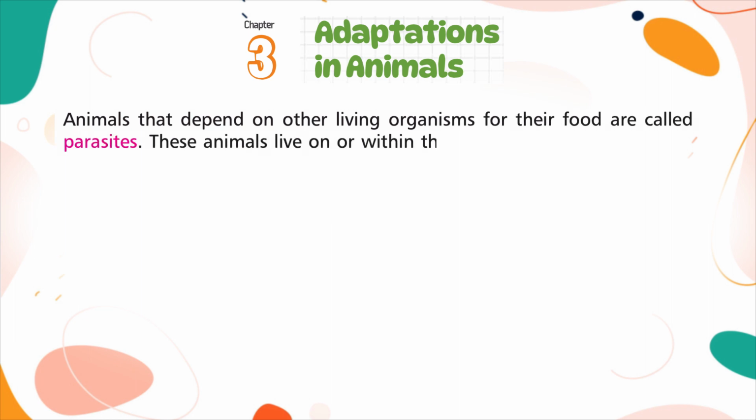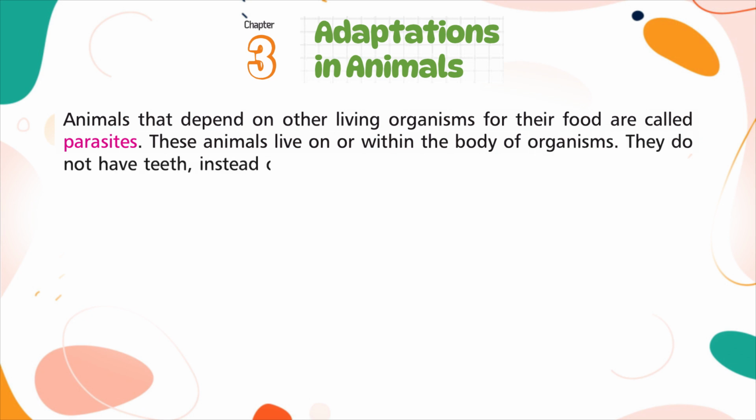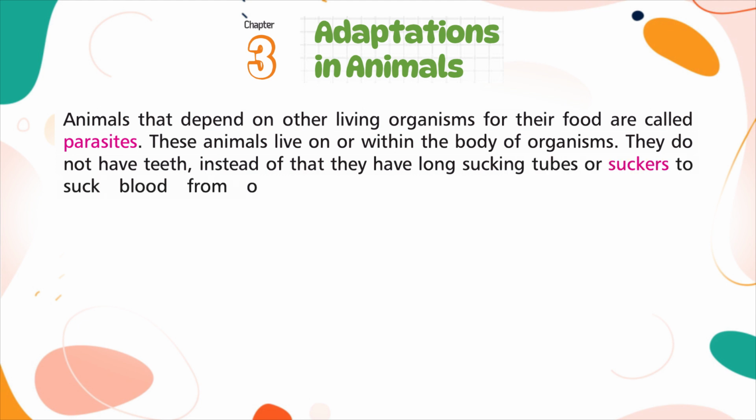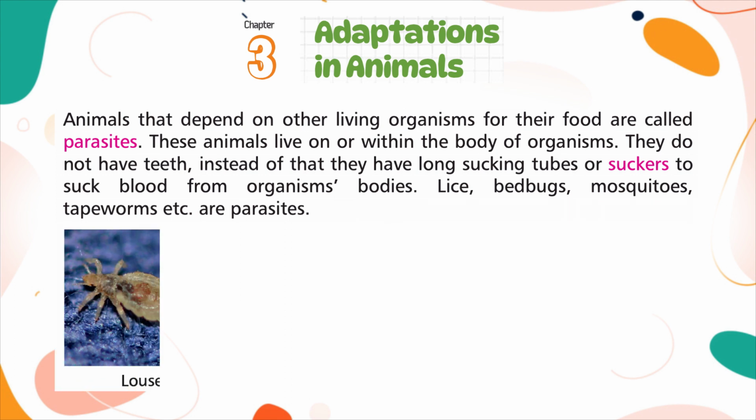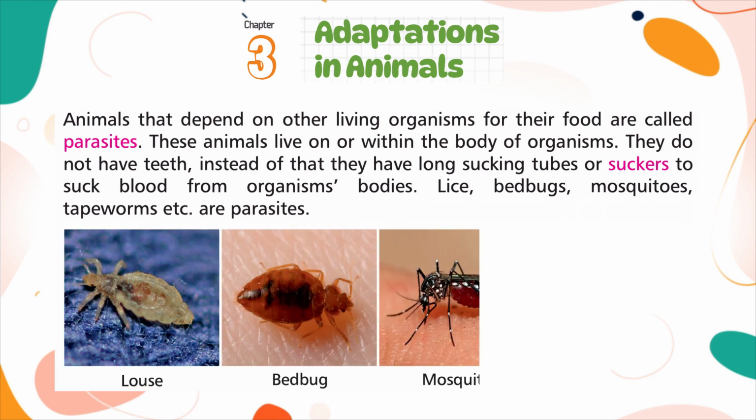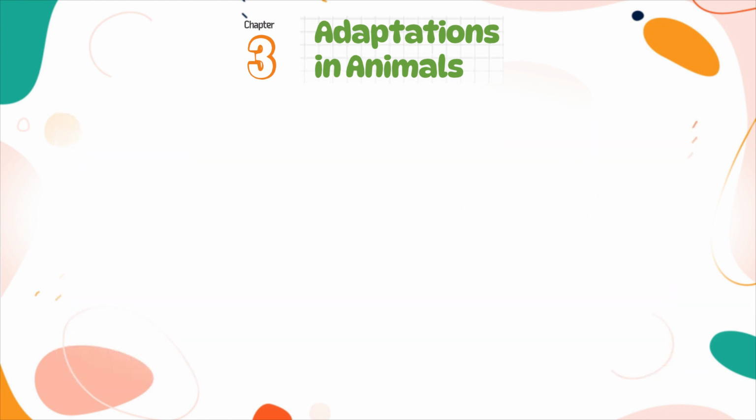Animals that depend on other living organisms for their food are called parasites. These animals live on or within the body of organisms. They do not have teeth. Instead, they have long sucking tubes or suckers to suck blood from organisms' bodies. Lice, bed bugs, mosquitoes, tapeworms, etc. are parasites. Louse, bed bug, mosquito, tapeworm.